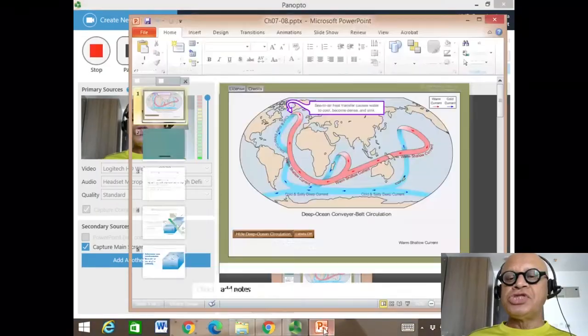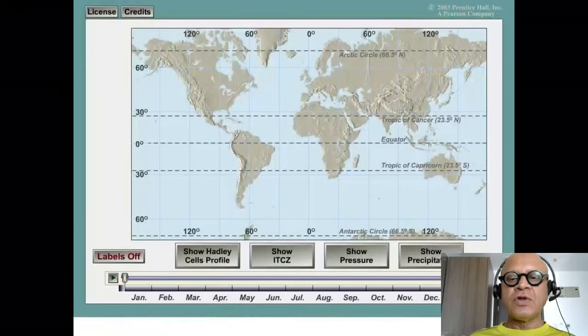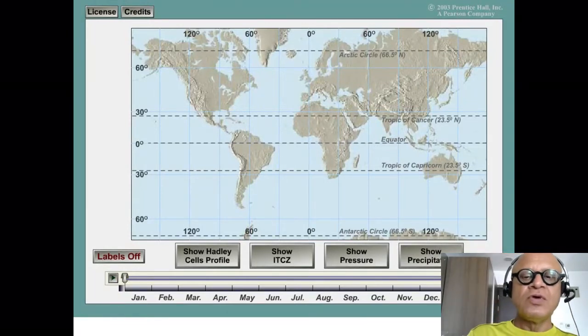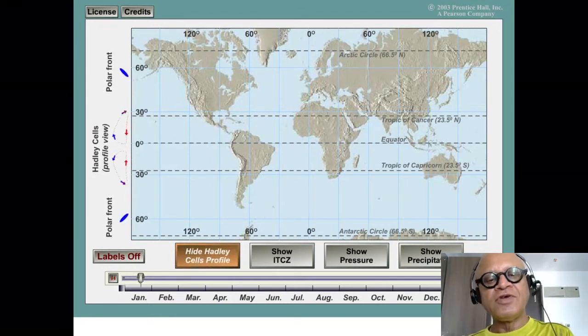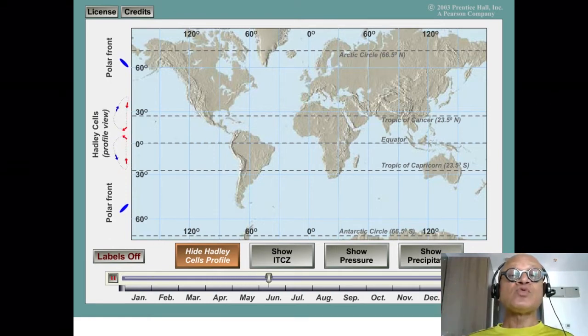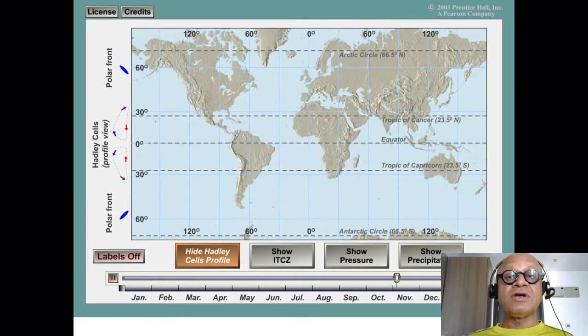To continue this story, let's look at the next animation here, which is already something we saw once, so I don't know if I will show it again, but just to remind you, we looked at the Hadley cell profiles, and we know its seasonality moves back and forth, which should correspond to the movement of the sea surface temperatures that we just talked about.